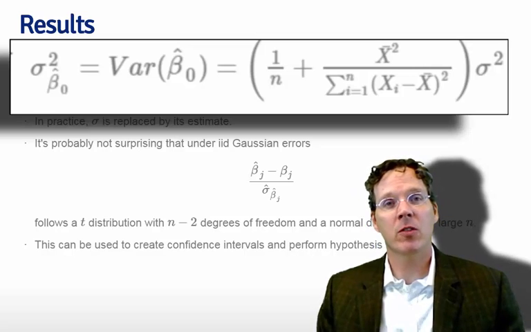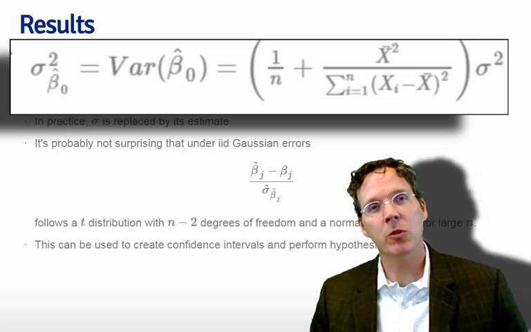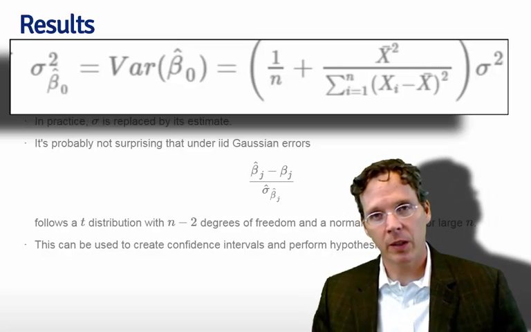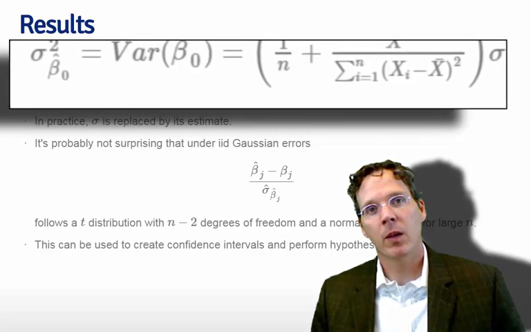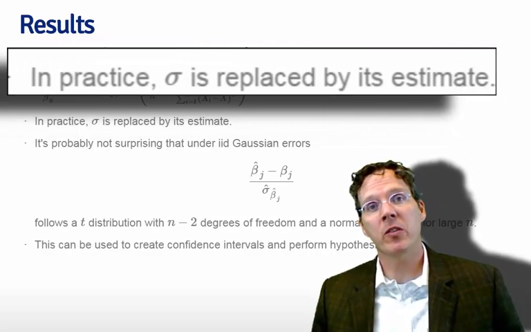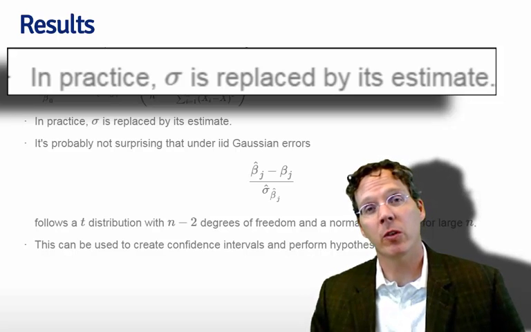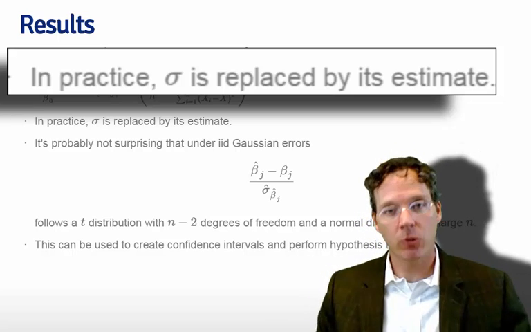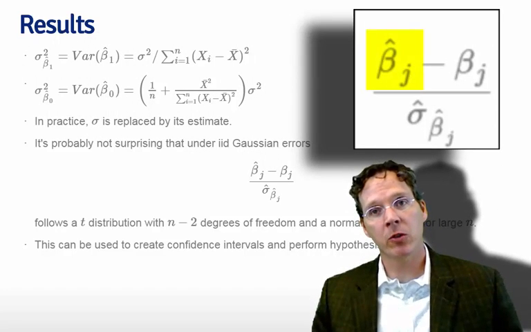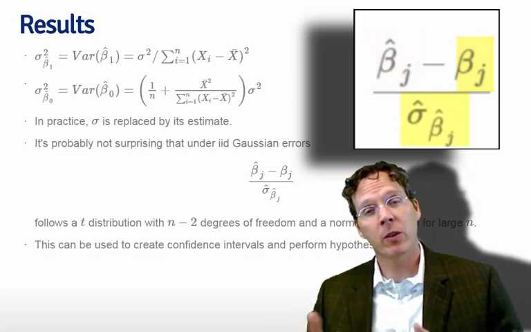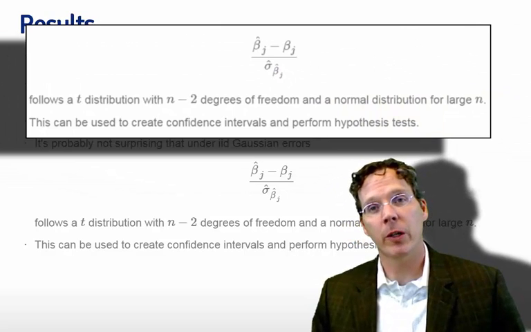Here I also give you the variance of the intercept. It's maybe a little less informative because intercepts are often of less interest than the slopes. But nonetheless, it has this form right here that we can calculate and write down. In both these cases, we replace sigma squared by its logical estimate, 1 over n minus 2 times the sum of the squared residuals. We covered that in the last lecture. It's probably not surprising that our slope or intercept estimate minus the true value divided by their standard error follows a t-distribution, and it has n minus 2 degrees of freedom.